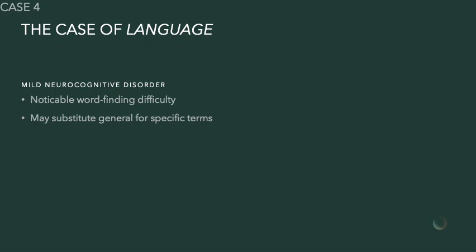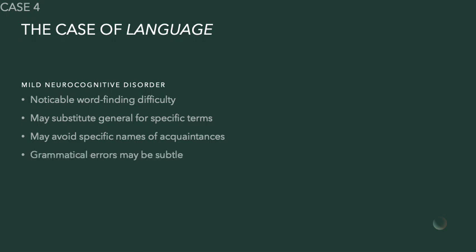In an individual with mild neurocognitive disorder, language disturbances may take the form of noticeable word-finding difficulty. Individuals may substitute general for specific terms. They may avoid specific names of acquaintances. And they may use grammatical errors which involve subtle omissions or incorrect use of articles, prepositions, or auxiliary verbs.